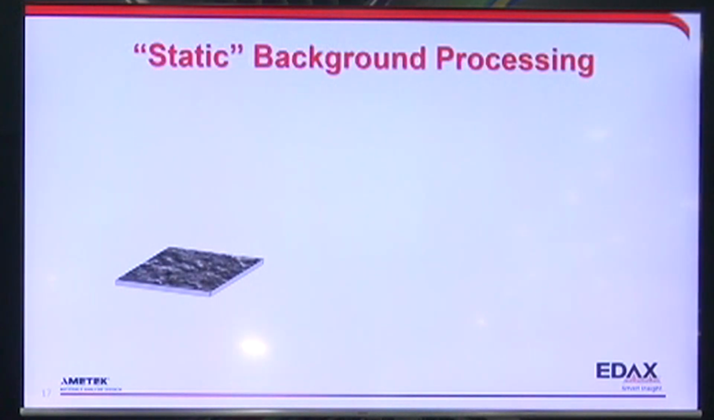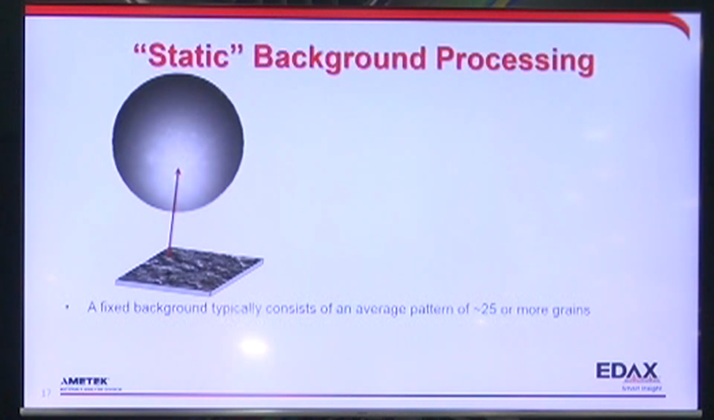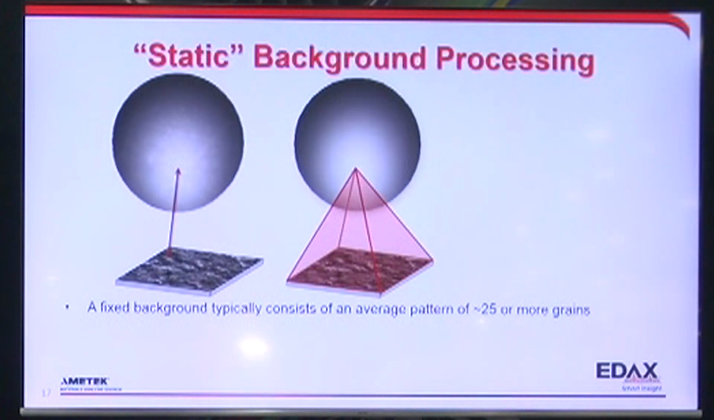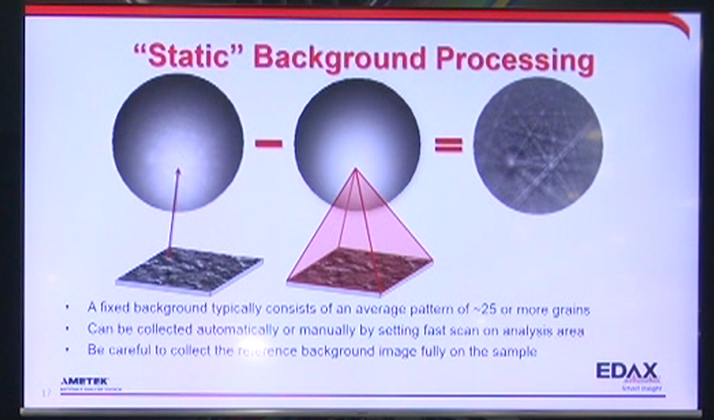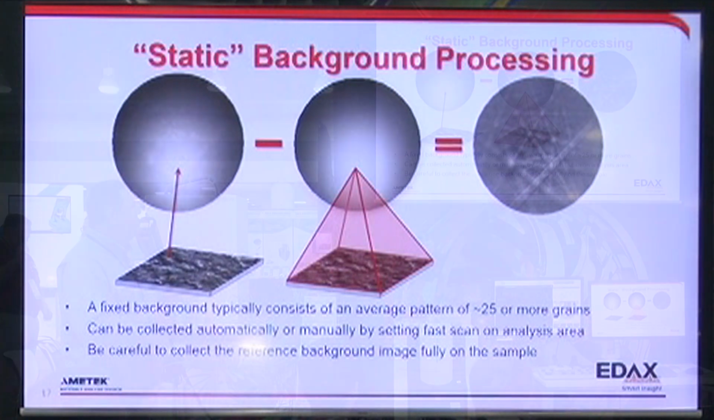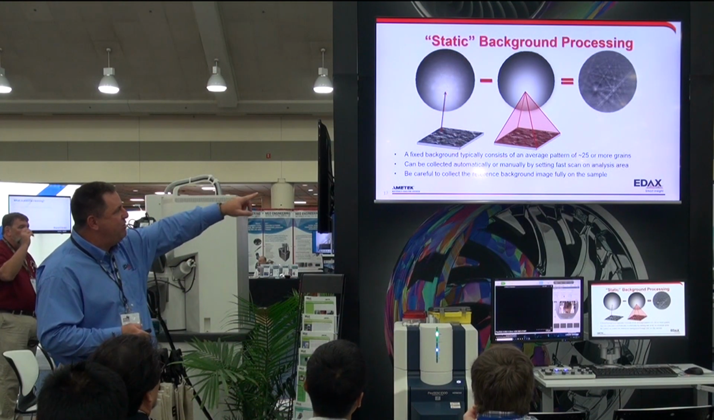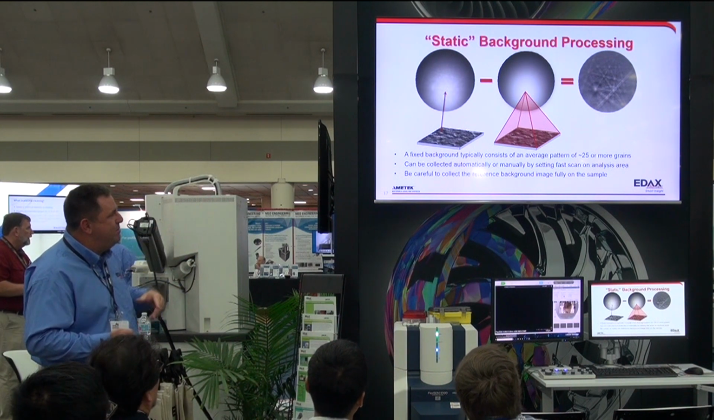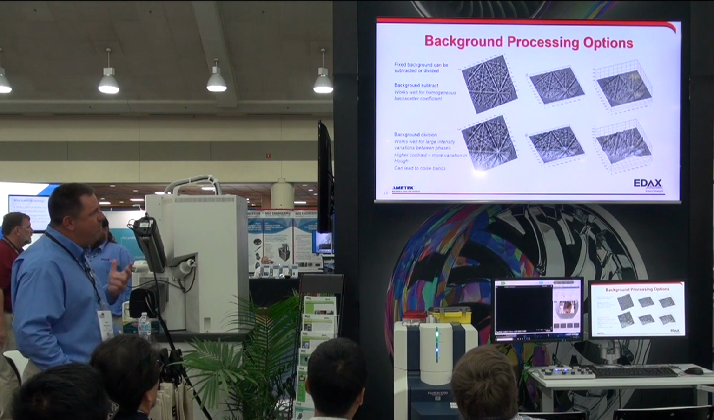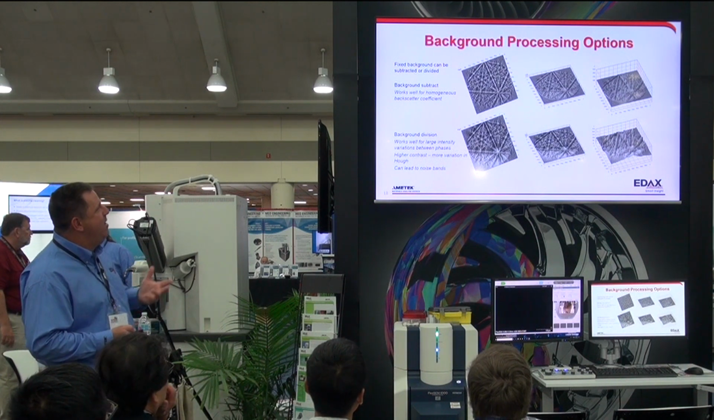So generally when we do this, we do what's called a static background processing. We take a pattern, we take an area with multiple grains, we collect a signal where now that diffraction information is averaged out. We just get the average intensity profile. We then subtract that and we get a corrected pattern. And really the trick with this is you want to make sure you get enough grains to average out the pattern to get a good background.